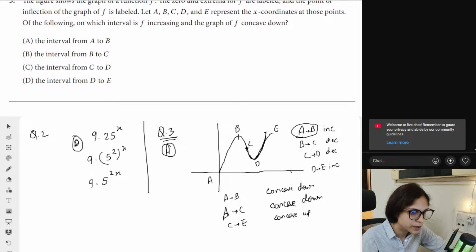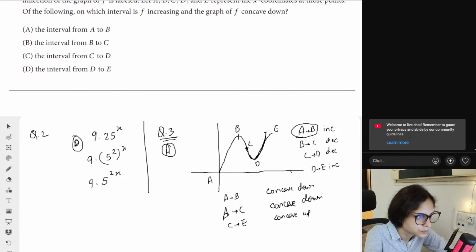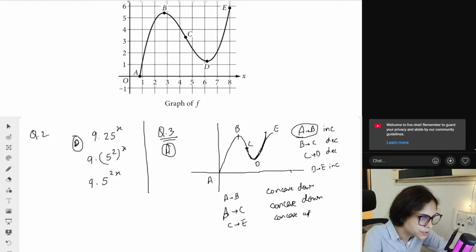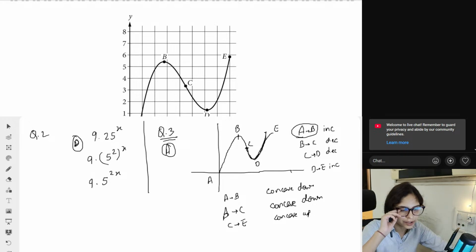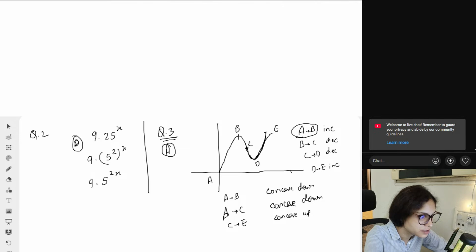Now moving to the fourth question. So this was also from the first unit, because this is a polynomial function and you have to identify whether it is increasing and concave down. So the characteristics of the graph.